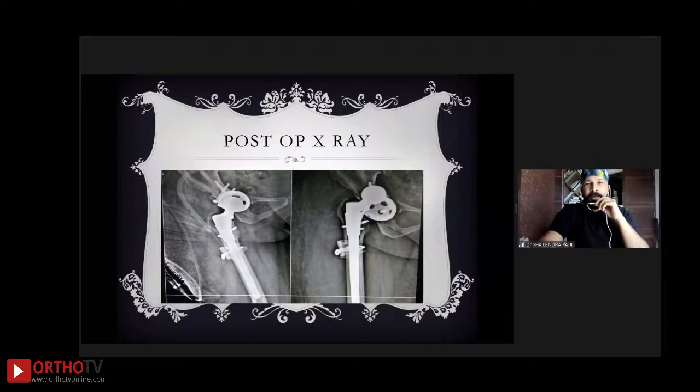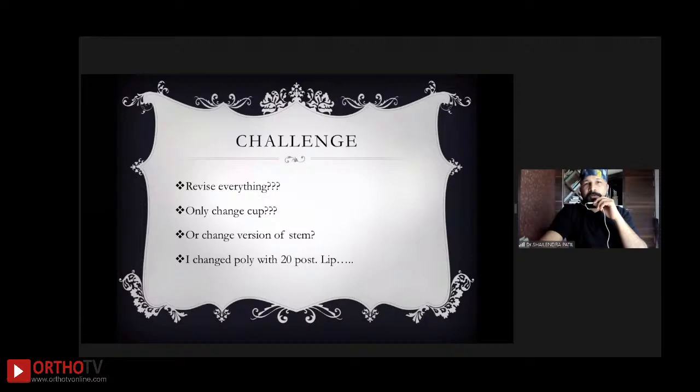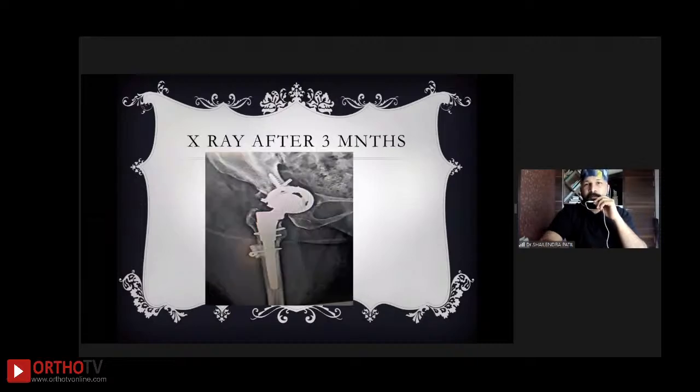Okay. So as I was knowing this, I changed the poly from ceramic. I had taken out the ceramic poly and I had put in a polythene poly with a 20 degree lip. I had just changed the direction of the lip and put it in anteriorly, because that was the only option available, because on the acetabular side, even going for a cage and construct, it starts with 48 or 50 sizes, which was not possible in this case.